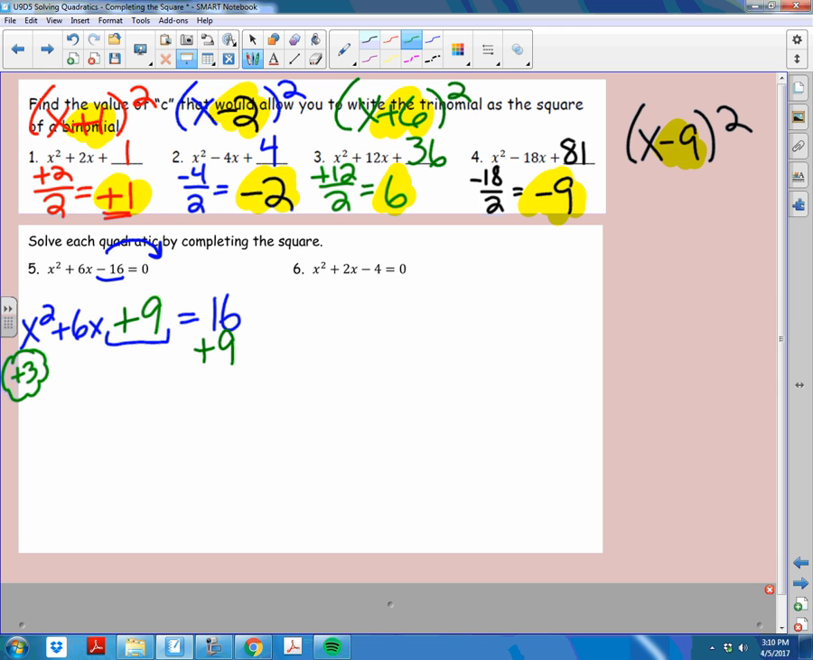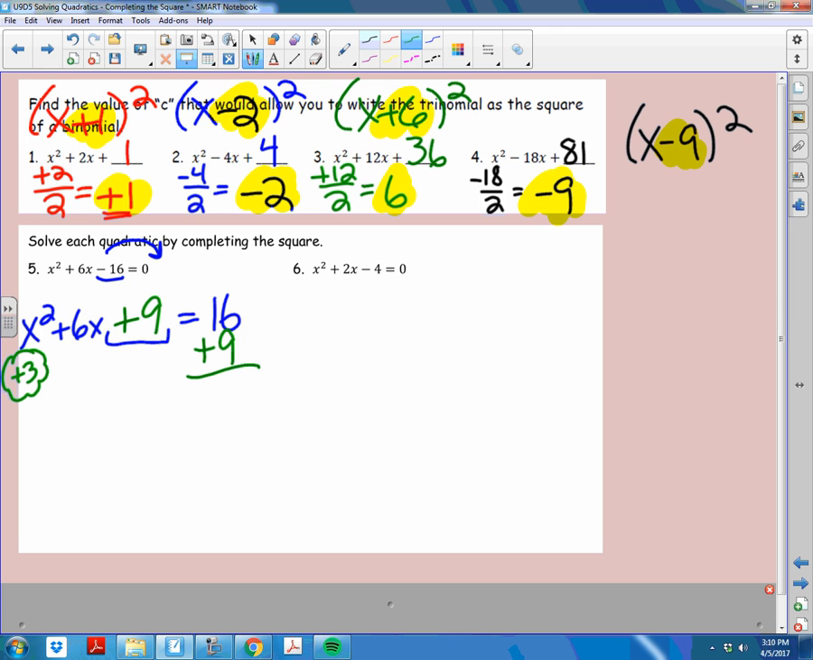This is where every kid screws up. You have to add it to both sides. Otherwise, you screwed up your equation. You took something that was equal and you made it not equal because you added 9 to one side, but you didn't add it to the other. Has to be added to both sides.